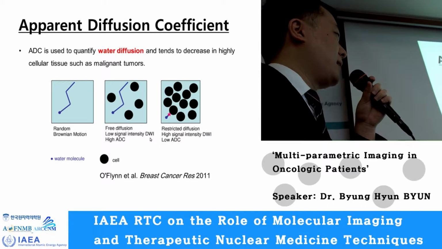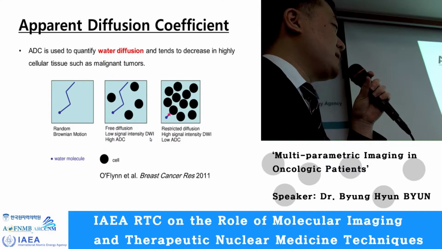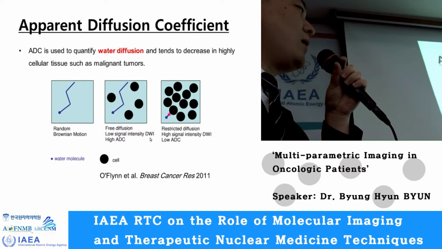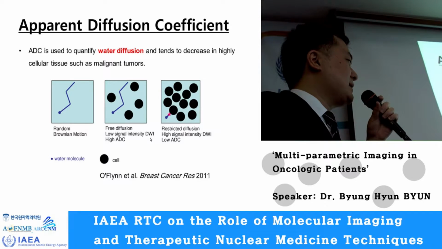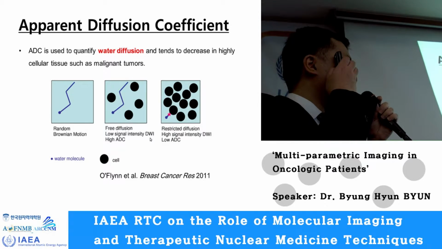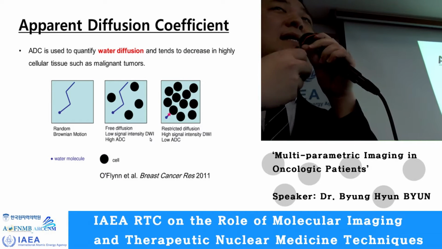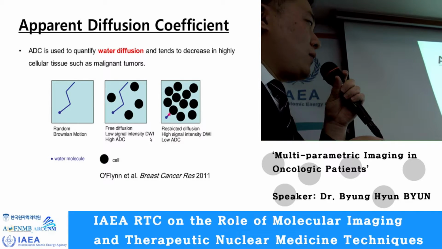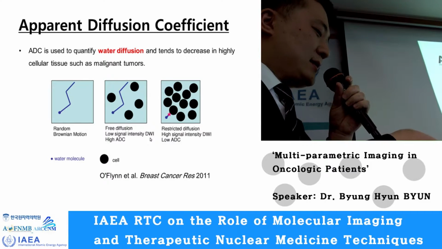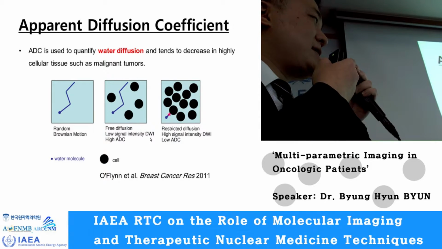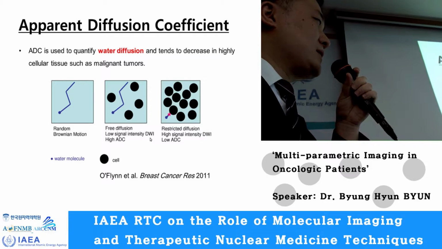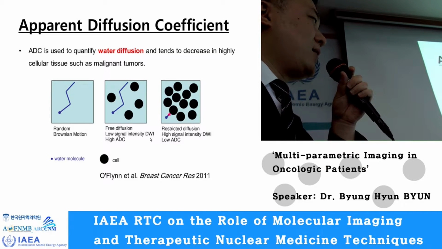Brownian motion will continue, and free diffusion is possible. On diffusion weighted image, low signal intensity is seen, and on ADC map, the signal is high. But when there are many cells, the Brownian motion is restricted. It shows a high signal intensity in diffusion weighted imaging and low signal on ADC map.